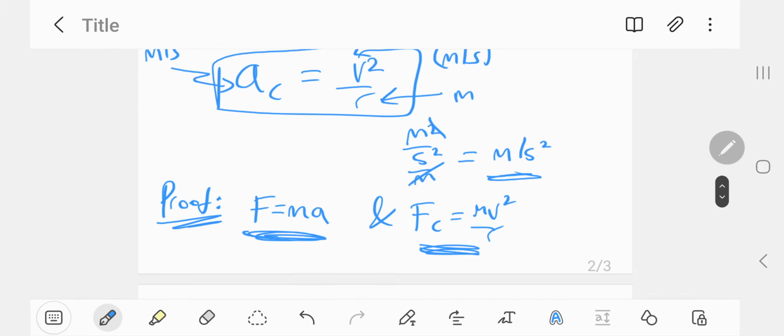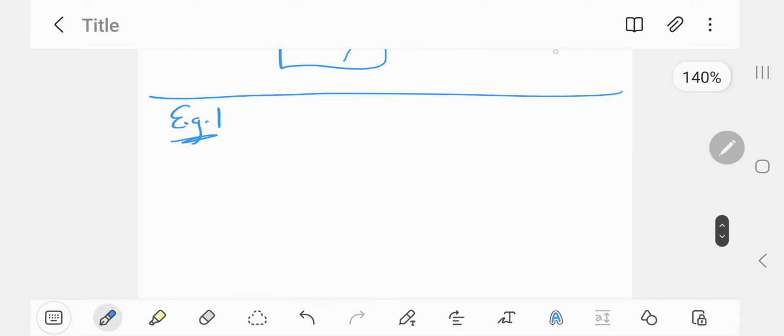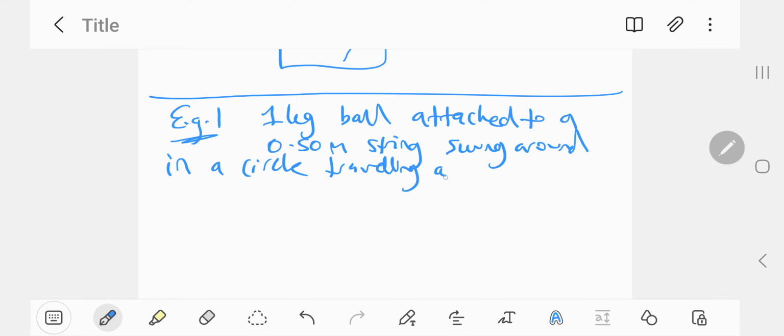So let's do some examples now. Example 1. Suppose you have a 1 kilogram ball attached to a 1/2 meter long string swung around in a circle traveling at velocity 6 meters per second. What's the centripetal force and what's the centripetal acceleration?